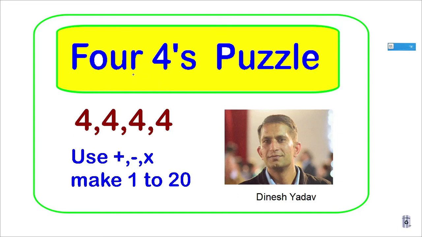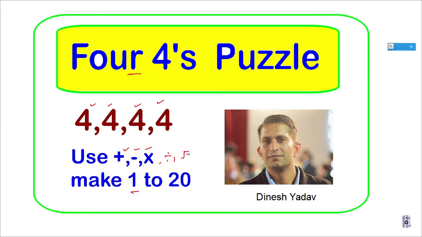In this video, I have covered a famous puzzle, and the name of the puzzle is the 4 4s puzzle. So what do we have to do in this? You have to use 4 four times and make the numbers 1 to 20. You are free to use any mathematical operation. You can use division or you can use square root.